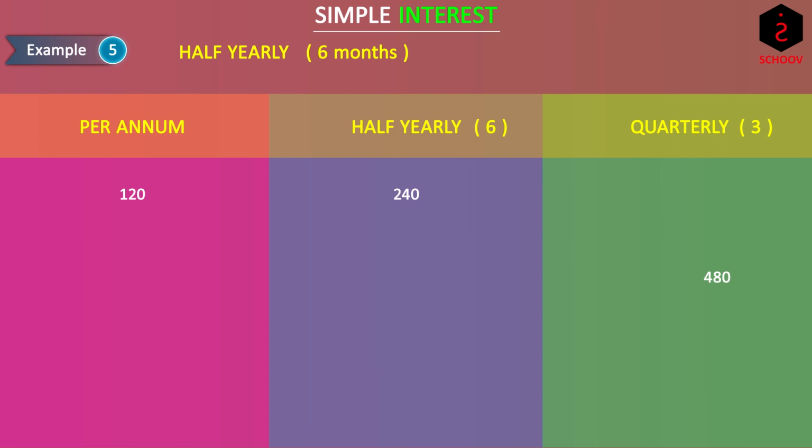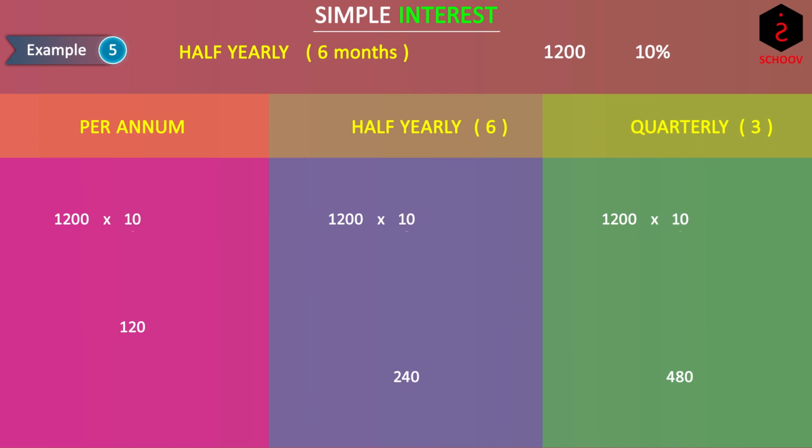And when we compare side by side, for same principal amount and rate of interest, interest is calculated the same way in all 3 cases. 1200 into rate, 10 by 100 into 1. But in the first case, this 1 is 1 year, since the rate is per annum. Second case, rate is half yearly, so this 1 is 1 half year. And here, the rate is quarterly, so this 1 means 1 quarter. Interest is same, 120 in each.